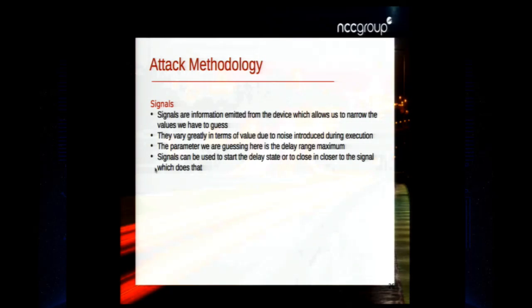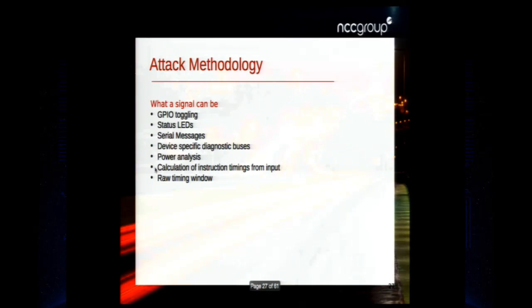So the signals are oftentimes used to start the delay state, or to close in on when we want to start the counter for our glitching, that is, when to emit our glitching signal. And these signals could be any one of these. It could be a GPIO toggling, status LEDs, serial messages, any of these things right here.